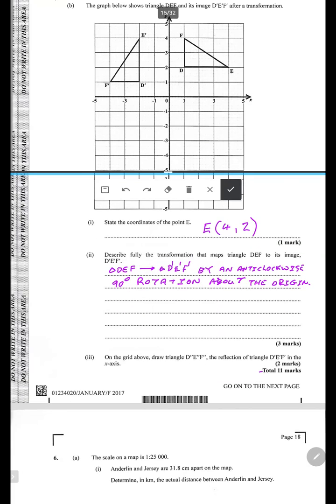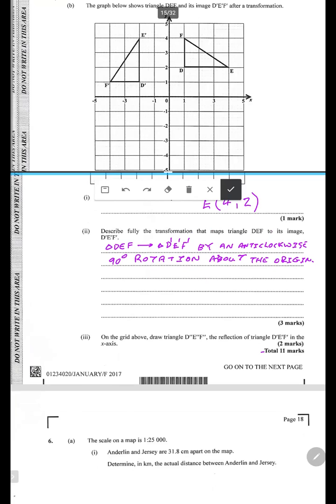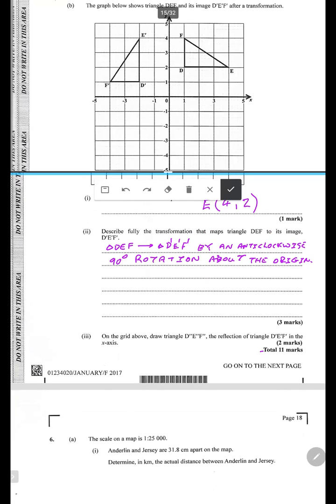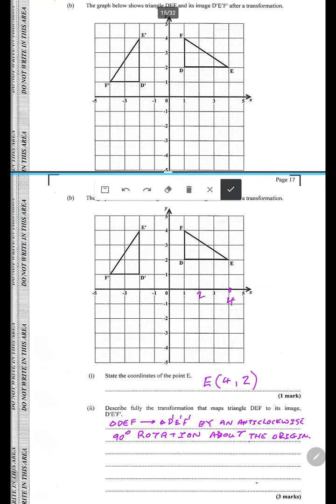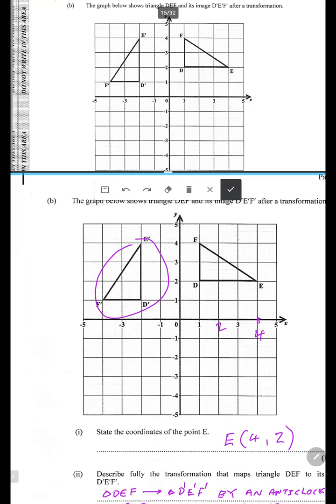It's there. All right, the next part now says, on the grid above, draw a triangle D double prime, E double prime, F double prime, the reflection of D prime, E prime, F prime in the x-axis. So basically, they want us now to reflect this triangle up here in the x-axis. Now remember, when you're doing your reflection, you're reflecting over the x-axis, which is this line, right? You have to use image distance equals object distance. And you do your reflection 1 point at a time. Don't try to reflect the entire triangle all at once.